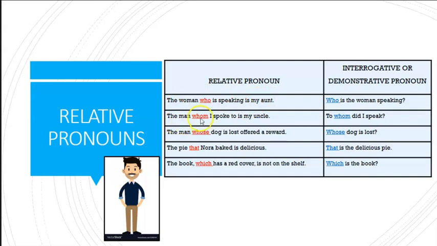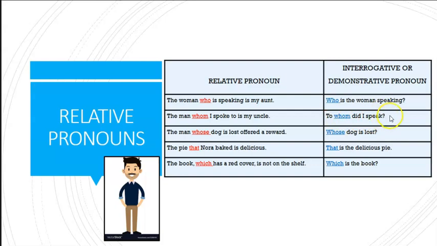In the second one, the man whom I spoke to is my uncle. Okay, whom is our relative pronoun here. It is introducing the words I spoke to. Okay, and this whole thing is telling us about the man, whom is referring to the man. And this is giving us more information about which man it is. It's the man I spoke to, and that man is my uncle. So is my uncle is the main part of the sentence.